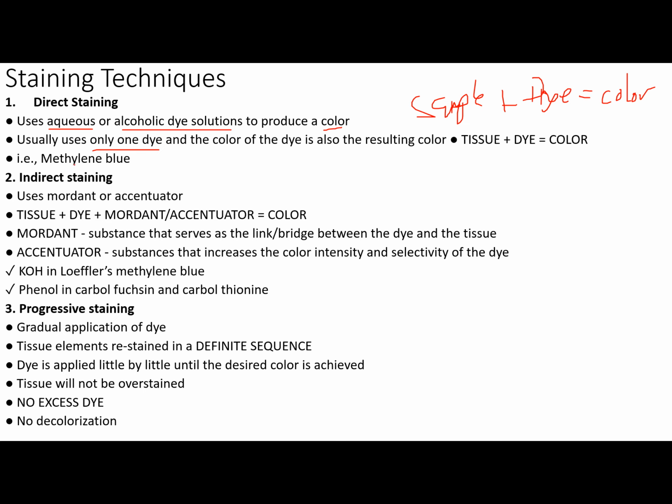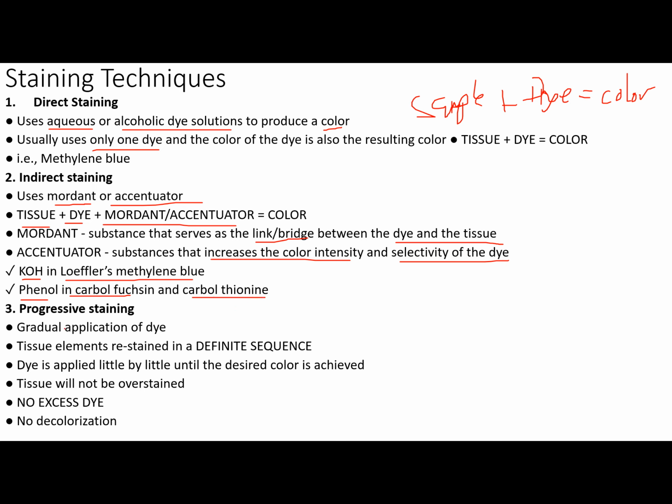Then we have your indirect staining. So in indirect staining, it uses a mordant or accentuator. Here we have the tissue plus the dye plus the mordant or accentuator. Now, what is a mordant or accentuator, class? A mordant serves as a link or bridge between the dye and the tissue, while your accentuator increases the color intensity and selectivity of the dye. Examples of this are KOH in Loeffler's methylene blue and phenol in carbolfuchsin and carbol-thionine.